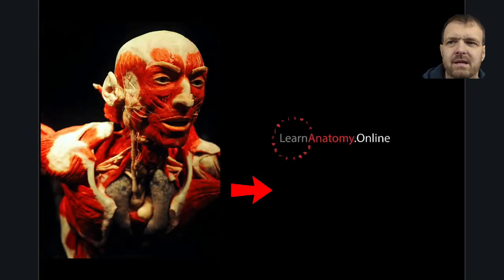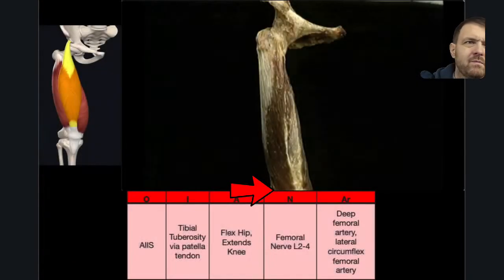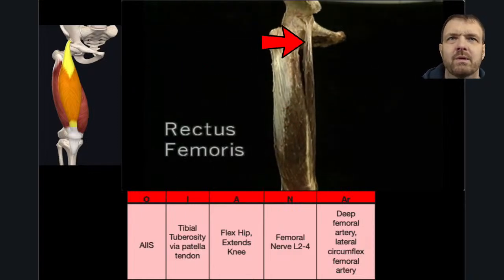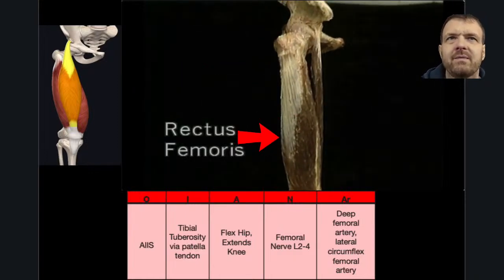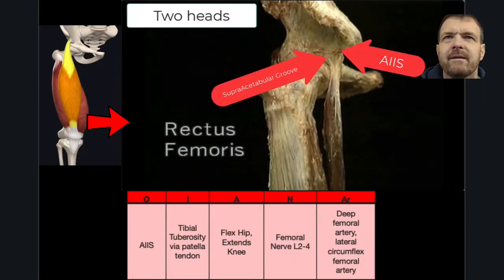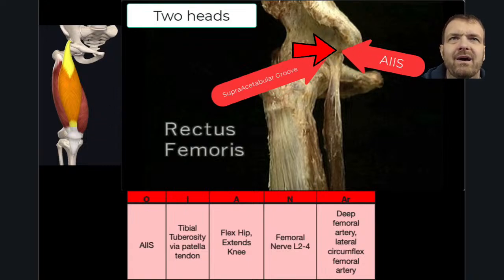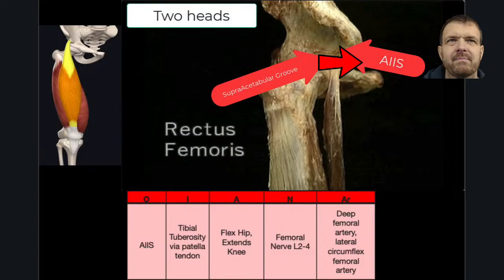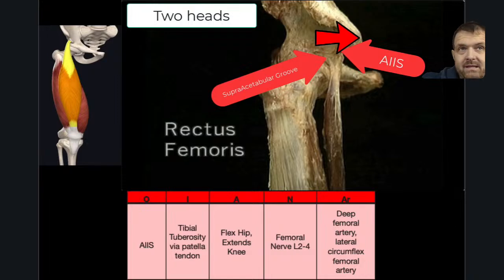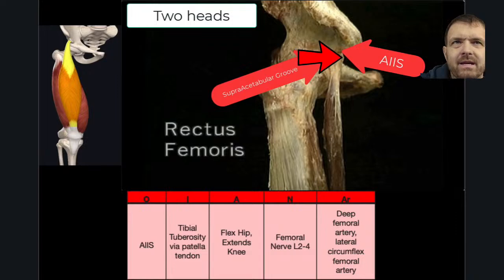Rectus means long, so it's like rectus abdominis, the long muscle of the abdomen. This is the long muscle of the femur. This is the bit that's quite interesting because it's got two attachments. There's your AIIS, the anterior inferior iliac spine. The ASIS, anterior superior, is the really bony bit at the top of the pelvis that you can feel just here. AIIS is just underneath that.